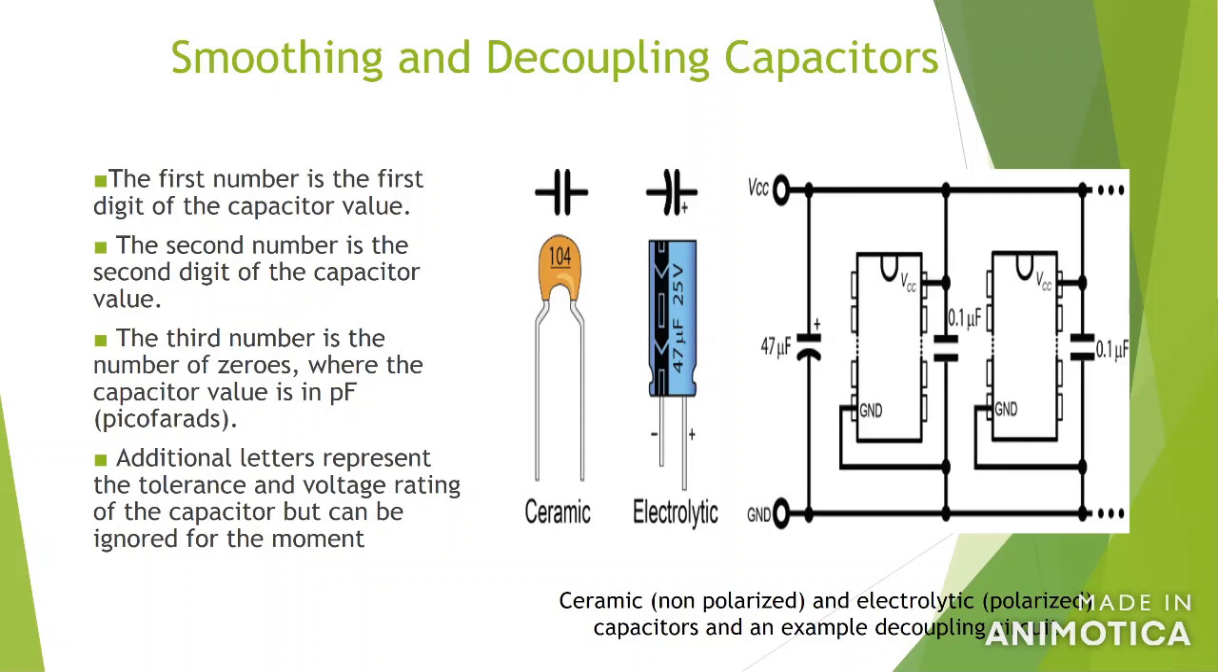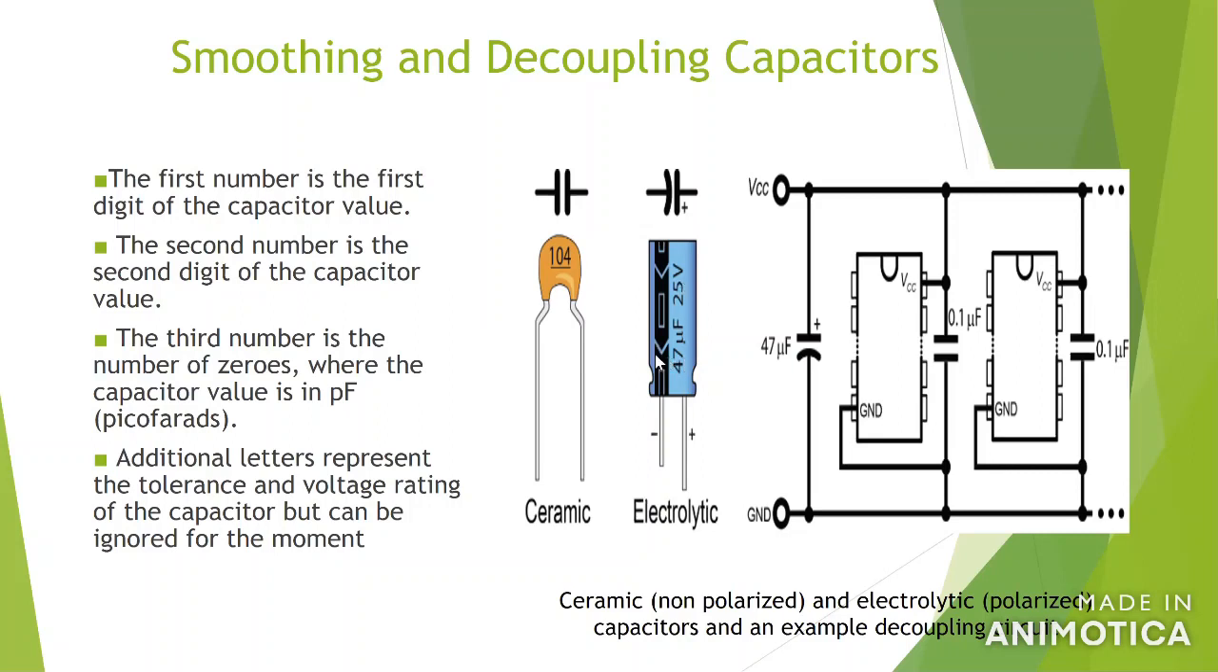Okay, and to understand the number on the capacitors, the first number is the first digit of the capacitor value, the second number is the second digit of the capacitor value, and the third number is the number of zeros. So this means you have 10 followed by 4 zeros, picofarads.